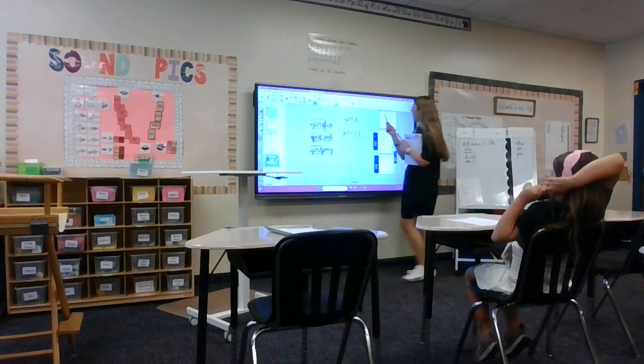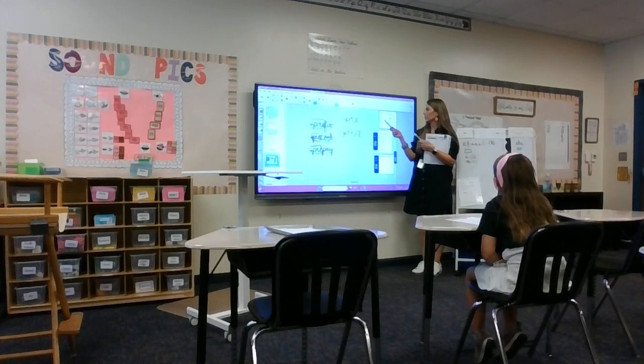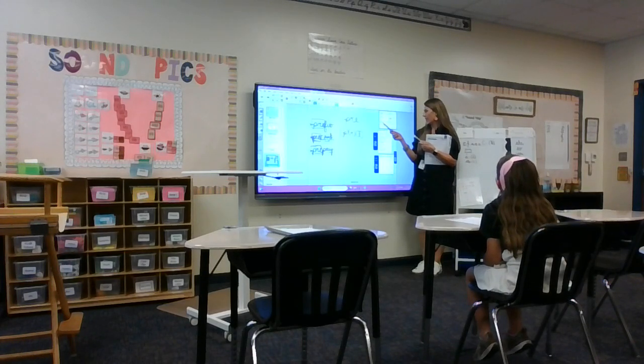All right, a vowel in a closed syllable is short. Code it with a breve. A vowel in an open accented syllable is long. Code it with a macron. Vowel-consonant-E, the vowel is long. Code it with a macron, and then you cross out the silent E.